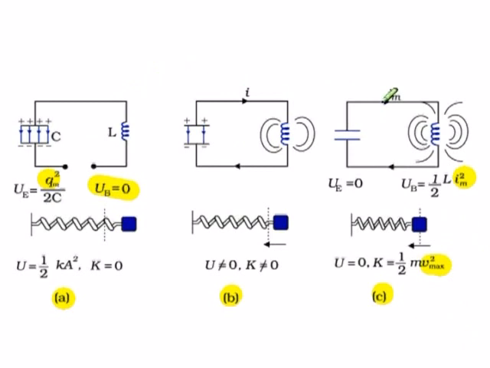The time for the status to change from A to C is T by 4. And the time for the status to change from A to B is some t less than T by 4 and greater than 0.